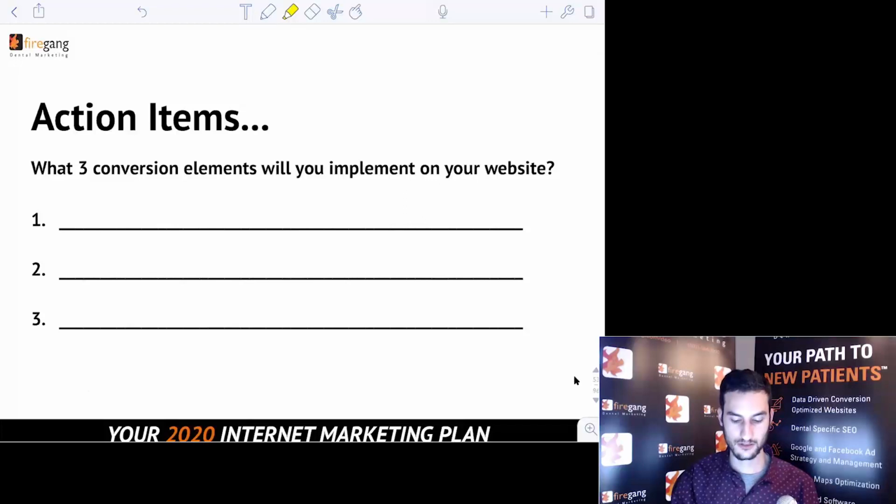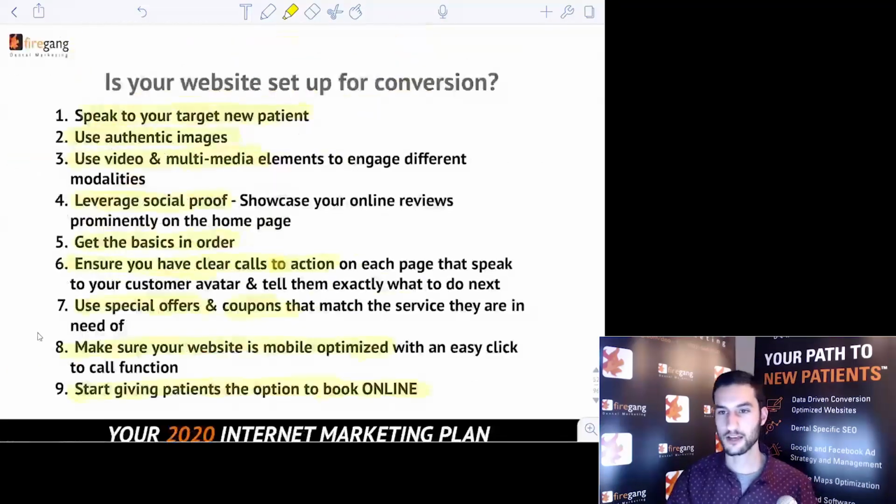What 3 conversion elements do you want to implement on your website? We don't need to get in here and start changing every single one all at the same time. Even if you can make just a few adjustments to your site, you can start to see some massive improvements. So I'd ask for you guys, a couple of you have been really great with giving me some info in the chat. I'd love to hear from a few of you.